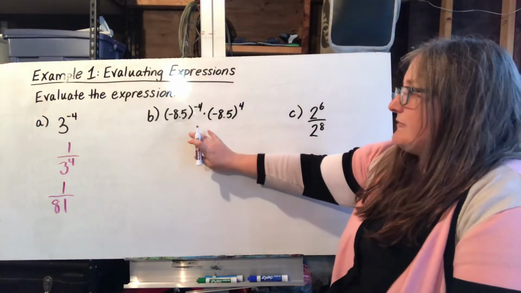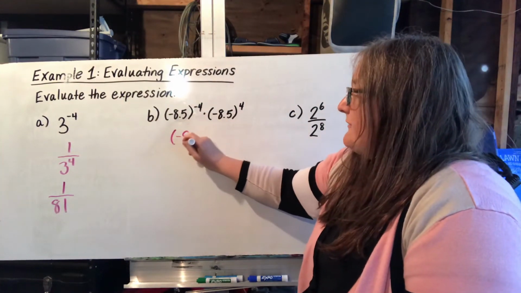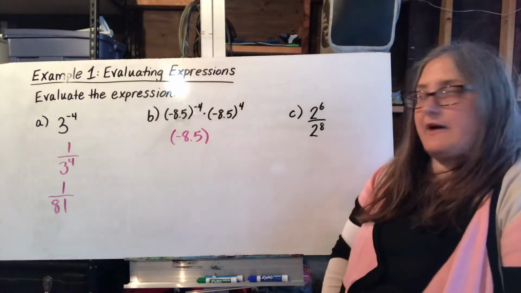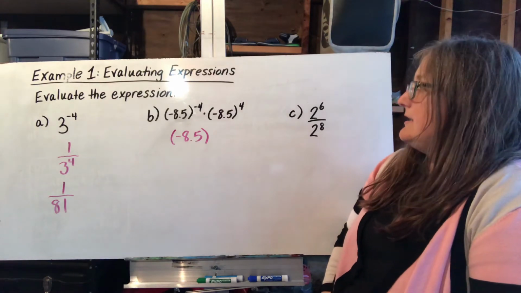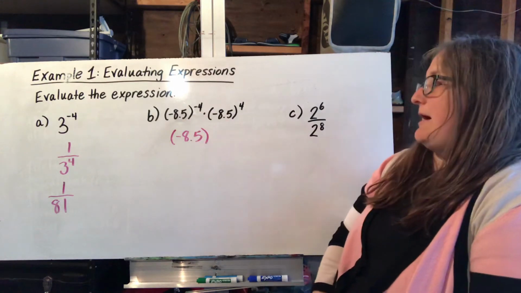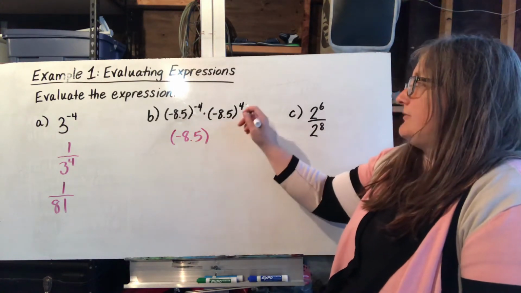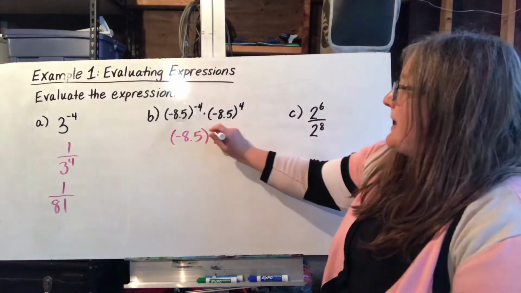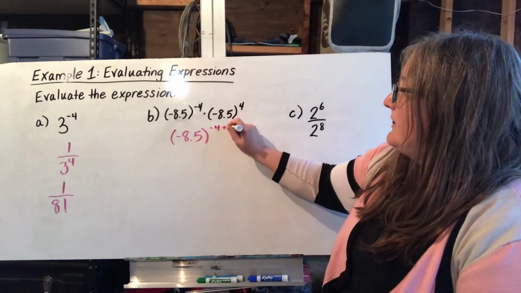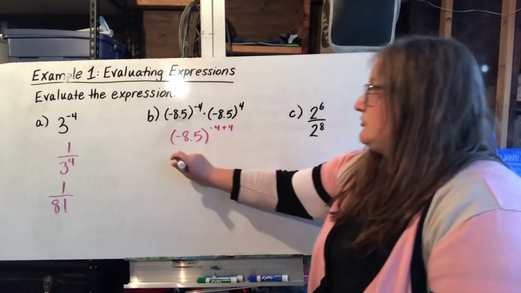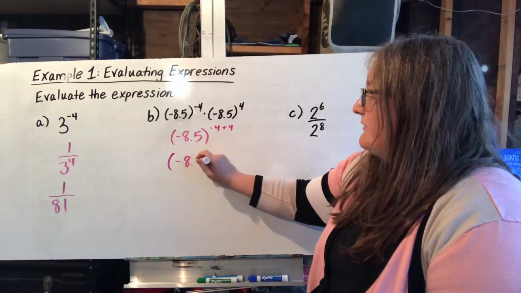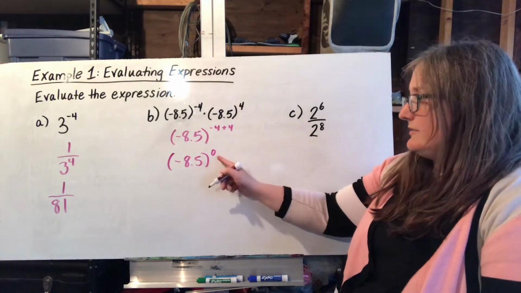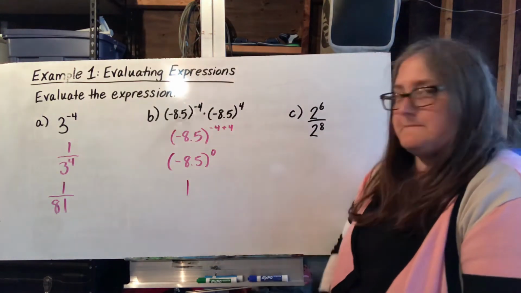In this problem, I've got negative 8.5 to the fourth power times negative 8.5 to the negative fourth power times negative 8.5 to the fourth power. So since these have the same base and I'm multiplying them, to combine them, I'm going to first add their exponents, which gives me negative 8.5 to the 0 power.